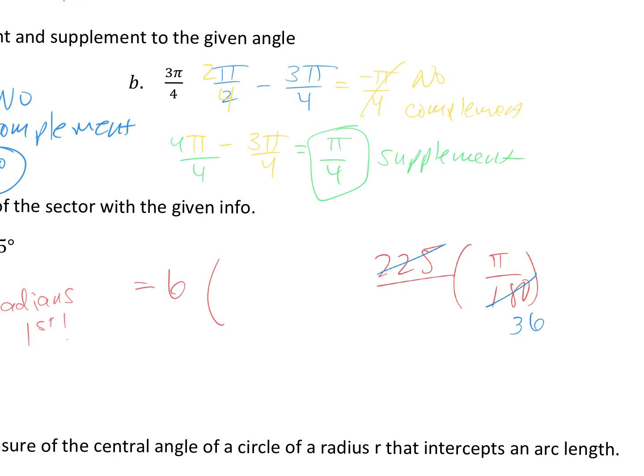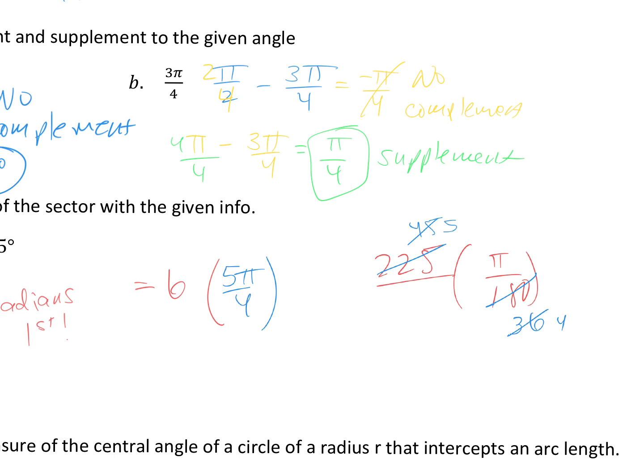5 goes into 225, how many? 45. Okay, something else go into both? 9. 9 goes into 45 5 times. 9 goes into 36 4 times. So you have 5 pi over 4. Now, you have to read the question. If it says round your answer to the nearest whatever, that means go ahead and use pi in your calculator. If it says leave it in terms of pi, leave it in terms of pi. If it doesn't give you directions, do what you want. If it's a multiple choice, pick the right answer.